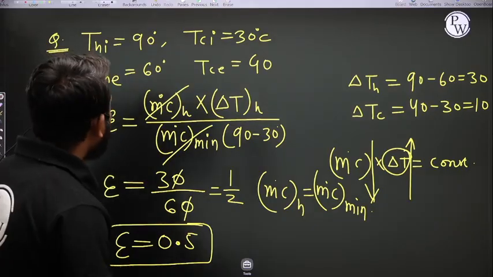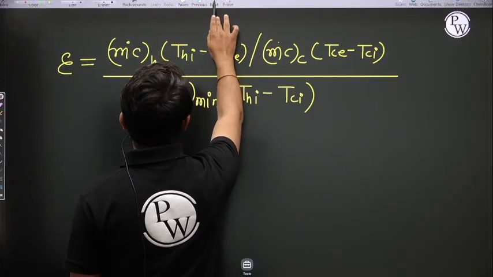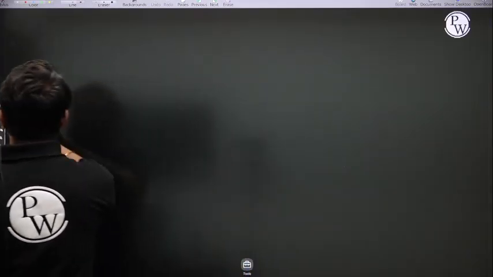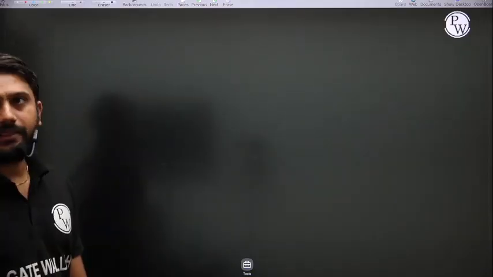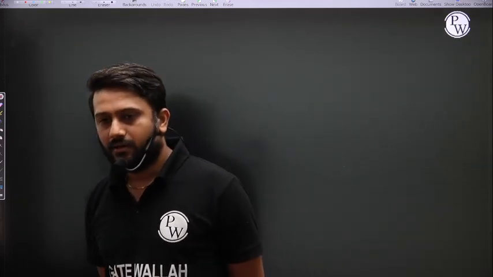Okay, so this is the concept of effectiveness. Now see here, the next method is the effectiveness NTU method. But before that, try to understand why there is a need for another method, though we have the LMTD method.